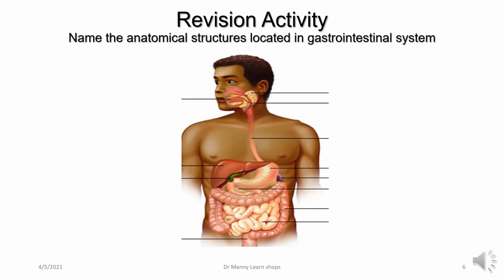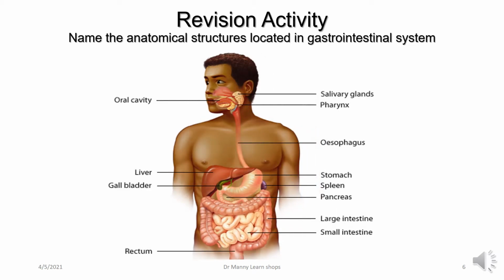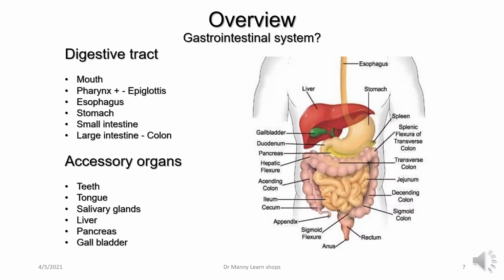Let's review some of the structures located in the gastrointestinal system. You've got the oral cavity, which contains salivary glands. You've got the pharynx, which joins to the esophagus, the stomach, other organs: the liver, the spleen, the pancreas, the gallbladder. You've got the small intestine, large intestine, and the rectum.